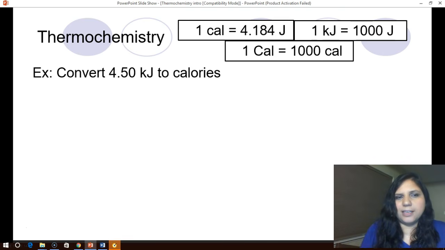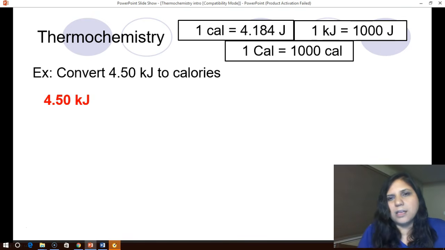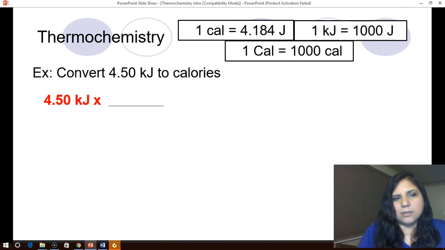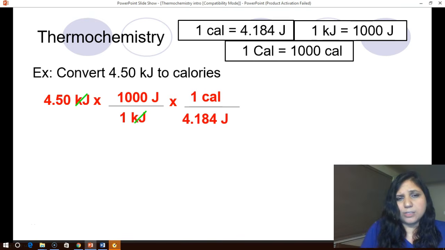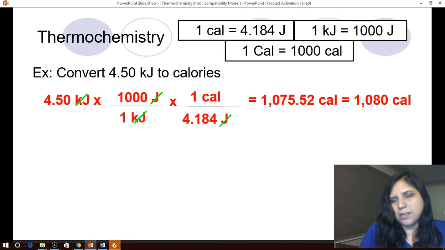Okay. Second example, convert 4.50 kilojoules to calories. These are little c calories. In 1 kilojoule, there are 1,000 joules, and so that would go on the bottom, 1 kilojoule. Since I want kilojoules to cancel, 1,000 joules on the top, kilojoules cancel, and I'm still not done. I need to change it to little c calories, so I have the conversion. 1 calorie is 4.184 joules. So we want joules to cancel, so the 4.184 goes on the bottom. And we get 1,075.52 calories, which we need to round to 3 significant figures, and so that's 1,080 calories.